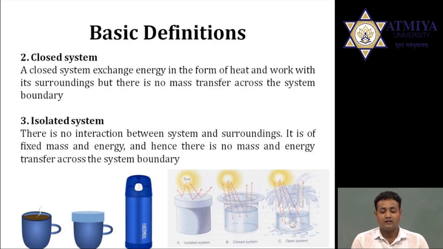Closed system. In a closed system, only heat transfer takes place, mass cannot transfer from the system. It is known as a closed system. In an isolated system, there is no interaction between the system and surrounding. Neither mass nor energy can transfer from or to the system. A large example of an isolated system is the universe. For a temporary purpose, an example of an isolated system is a thermos.